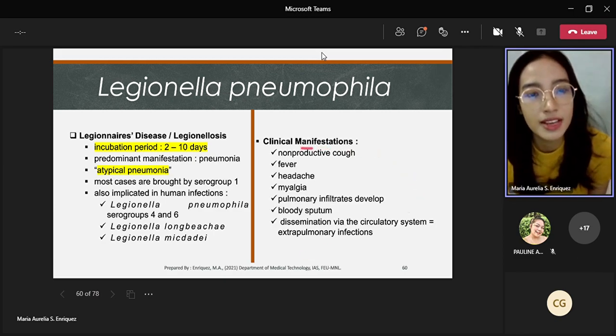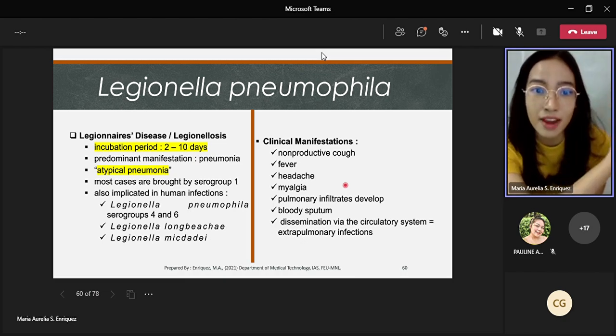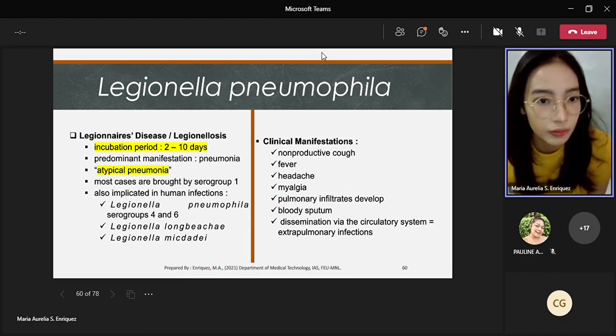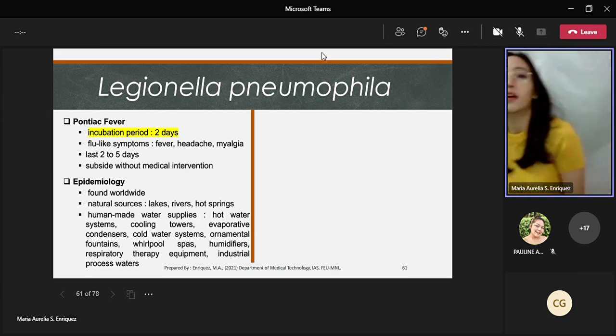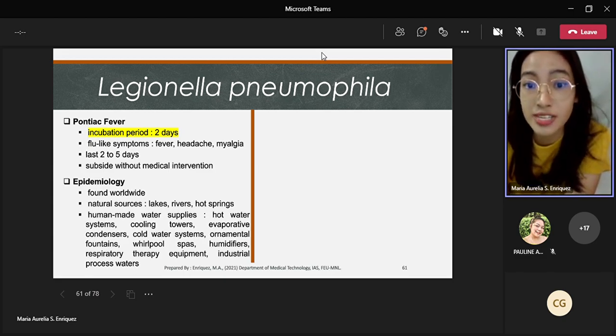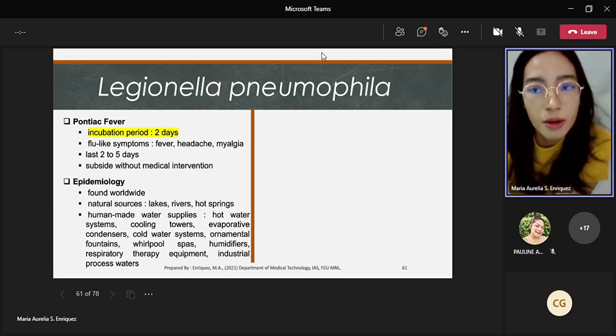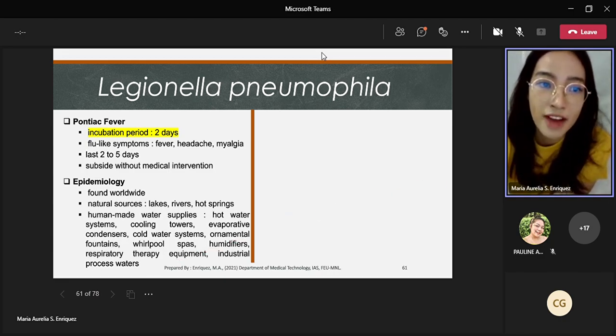So here is a list of its clinical manifestations. Again, a lot of them are quite non-specific: fever, headache, myalgia. Right? We have mentioned organisms earlier that produce the same clinical manifestations. All right. Now, for the milder version of legionellosis, which is Pontiac fever, the incubation period is also at 2 days after initial exposure. This one is self-limiting and would last for only up to 5 days.